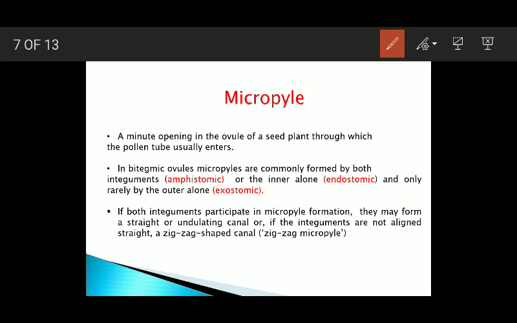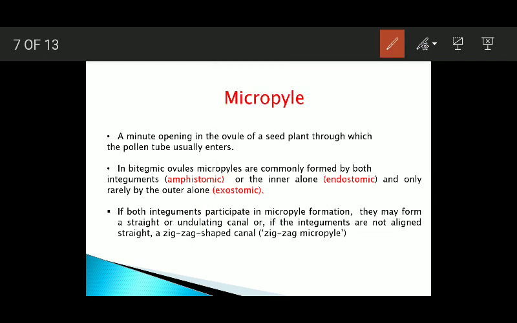If both the integuments are involved in the formation of the micropyle, that condition is known as amphistomic. If only the inner integument forms the micropyle, that condition is known as endostomic. And if only the outer integument forms the micropyle, that condition is known as exostomic.